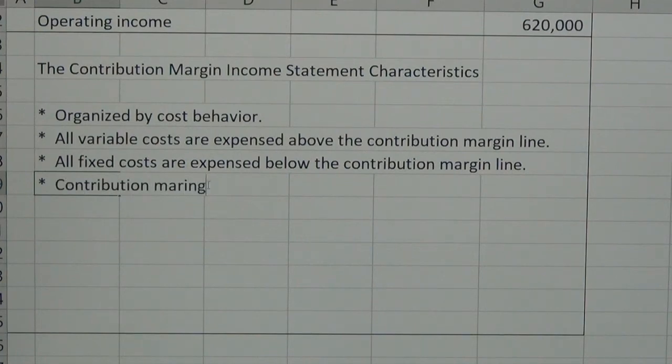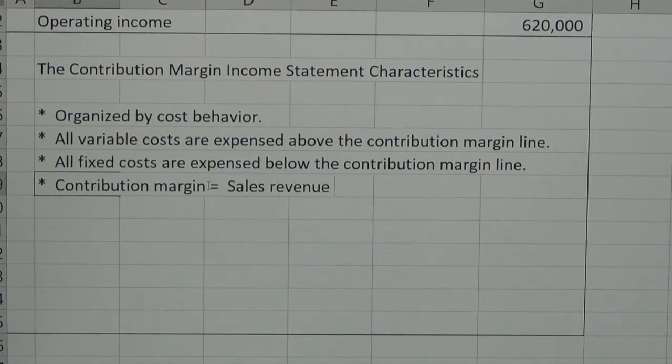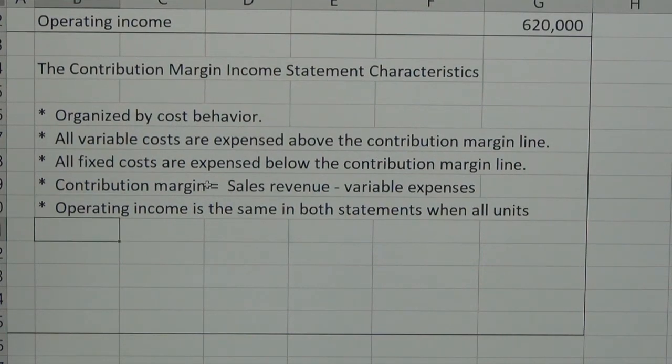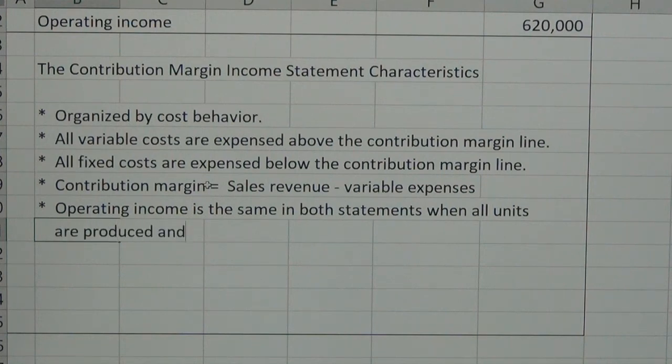Contribution margin is computed by taking the sales revenue minus the variable expenses, which we demonstrated before. Operating income is the same in both statements when all units are produced and sold in the same period.